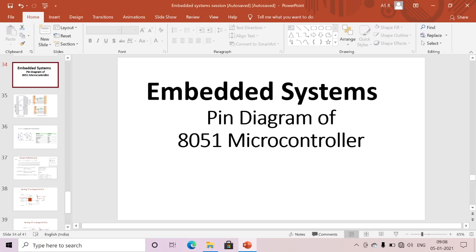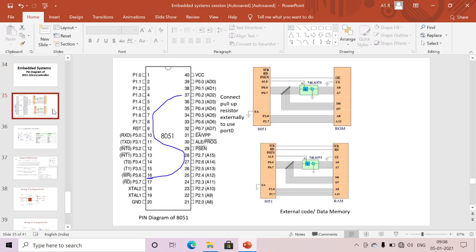Systems. Today we are mainly discussing the pin diagram of the 8051 microcontroller. First, if I look at the 8051 microcontroller, I can see only two sides having pins. That's why we call the 8051 a dual inline package. And how to denote all the pins, we'll discuss now.